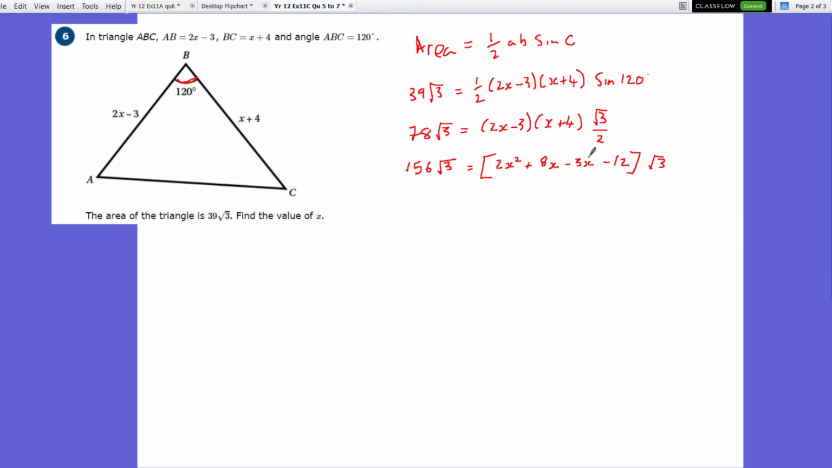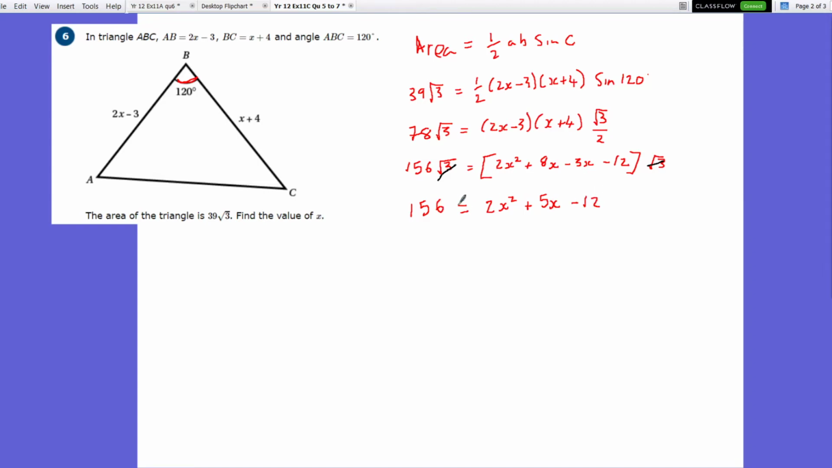Now note I've got root 3 here and I've got root 3 here, so what we can simply do is cancel those, divide both sides by root 3. I'll end up with 156 is equal to, now let's collect all these terms together, so I've got 2x squared, 8x minus 3x is 5x, and minus 12 there.